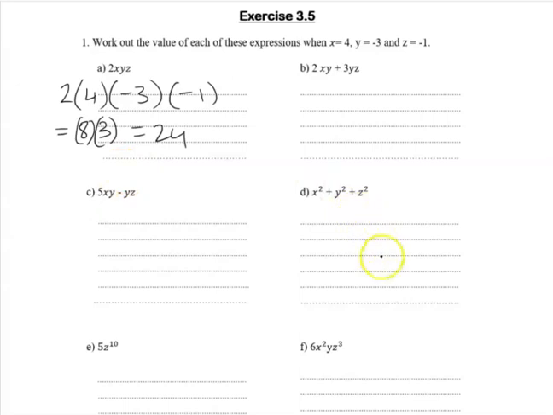Now the next question is this one here. X is going to be replaced with 4. You're going to put the plus sign. Y is going to be replaced with minus 3. And Z will be replaced with minus 1. Now nothing should change in the expression given to you. Each variable should be replaced completely with the number given. That's why we're going to be using brackets for simplicity.